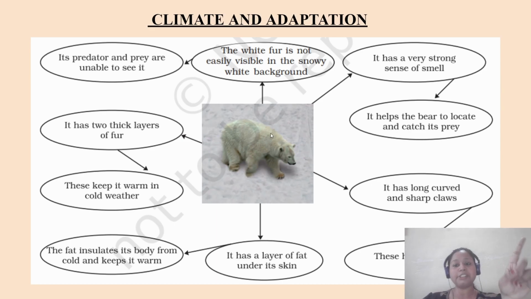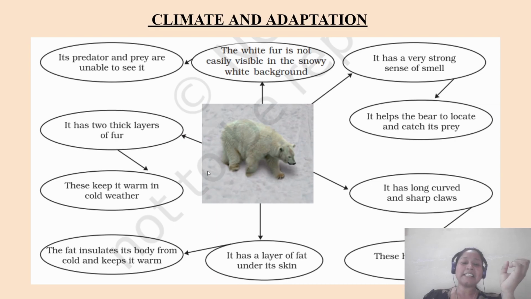It has a very strong sense of smell to figure out its prey, to figure out its food. It has very sharp claws, as one can observe here, and those claws are basically used for grip. Ice is extremely slippery, so if there were no sharp claws, it could slip down.